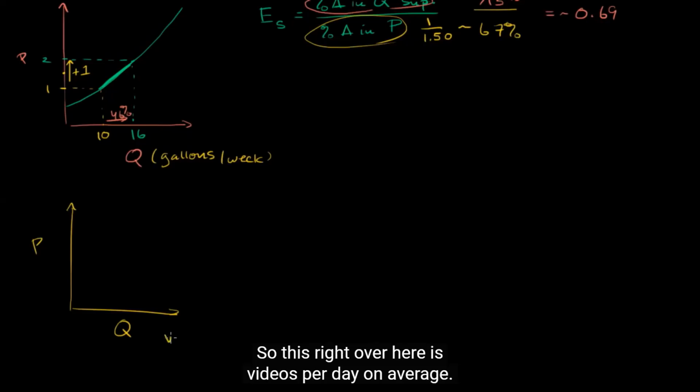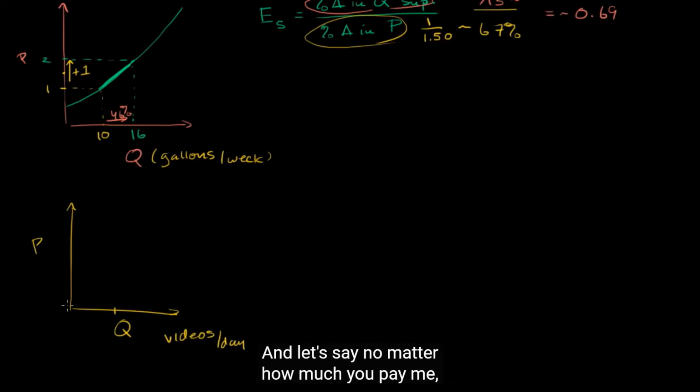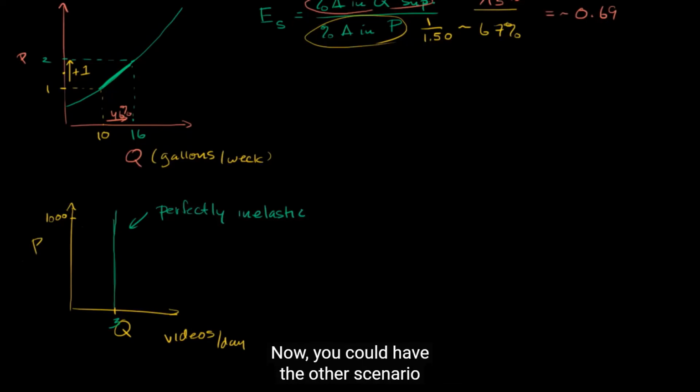So this is videos per day on average, and this is the price per video. And let's say no matter how much you pay me, whether you pay me nothing or you pay me $1,000, I am just going to produce on average, let's say, 3 videos a day. So then you have this right over here: a perfectly inelastic supply curve.